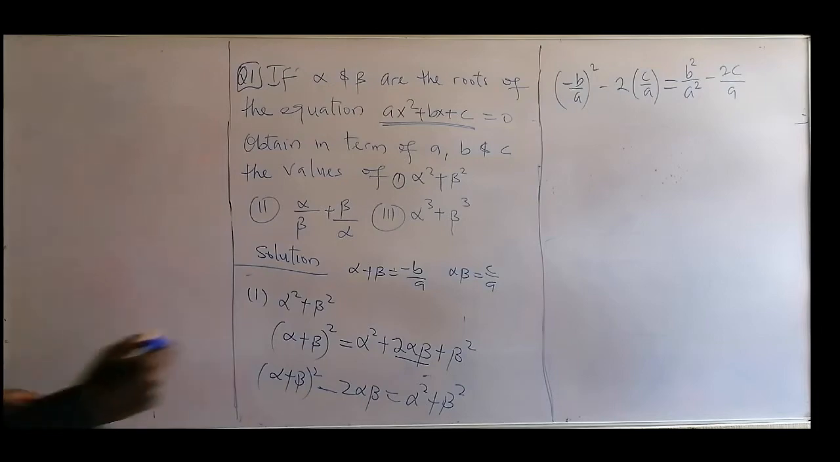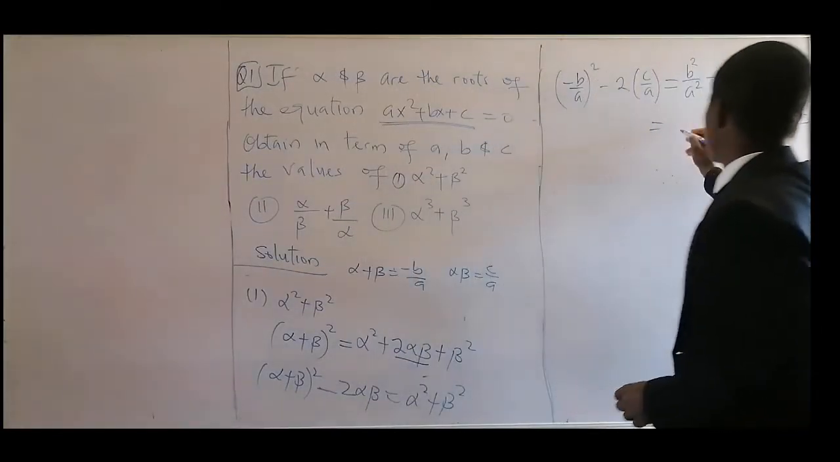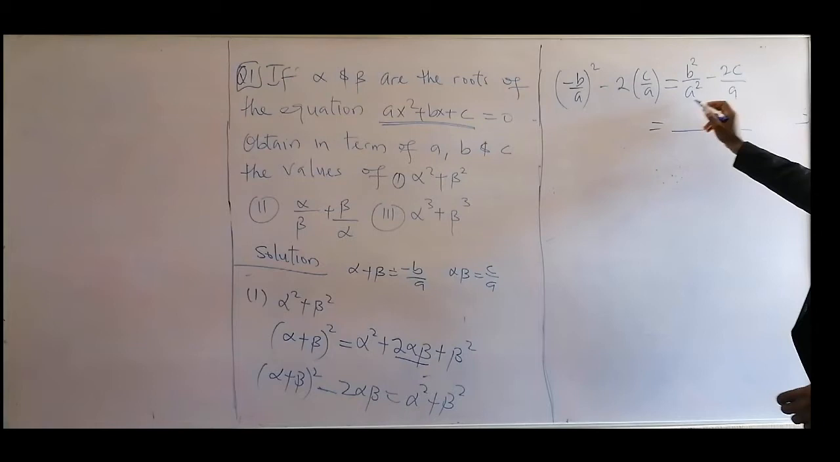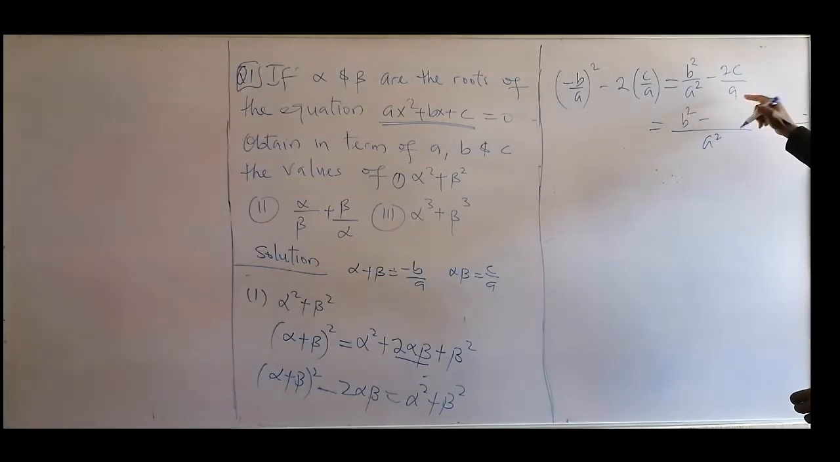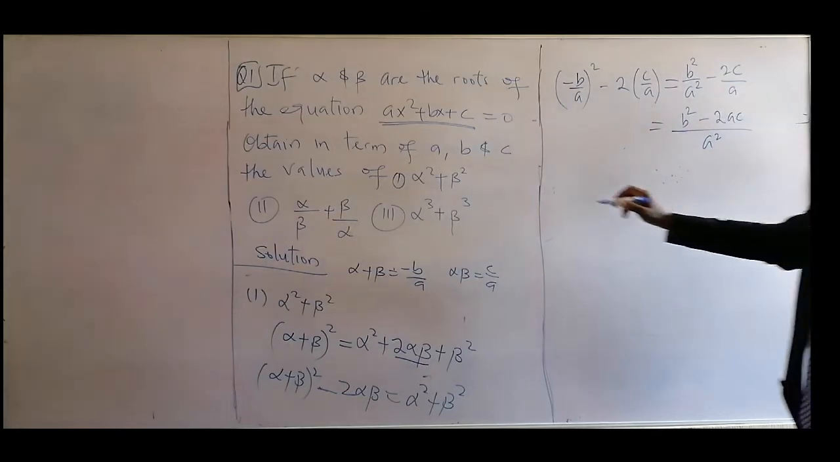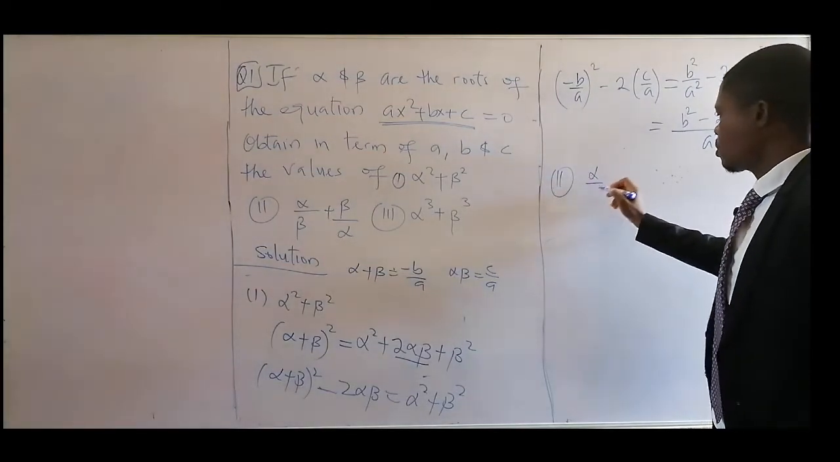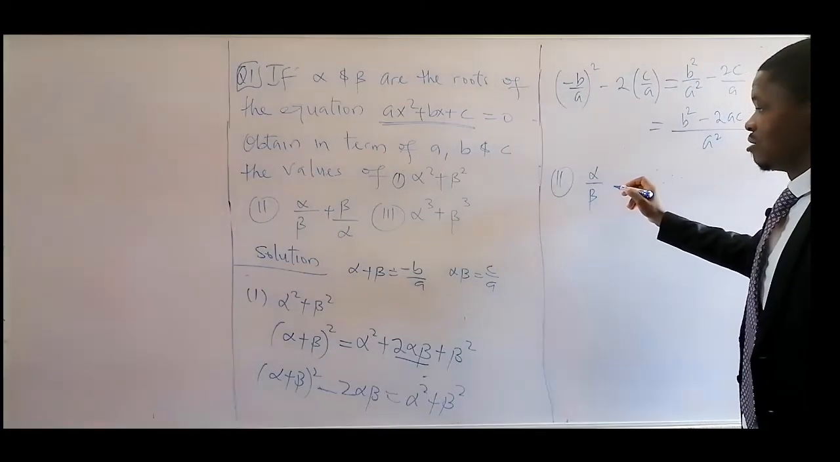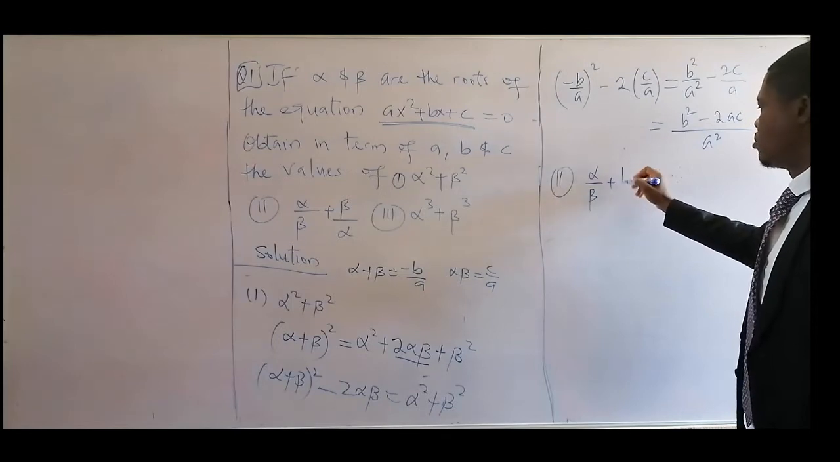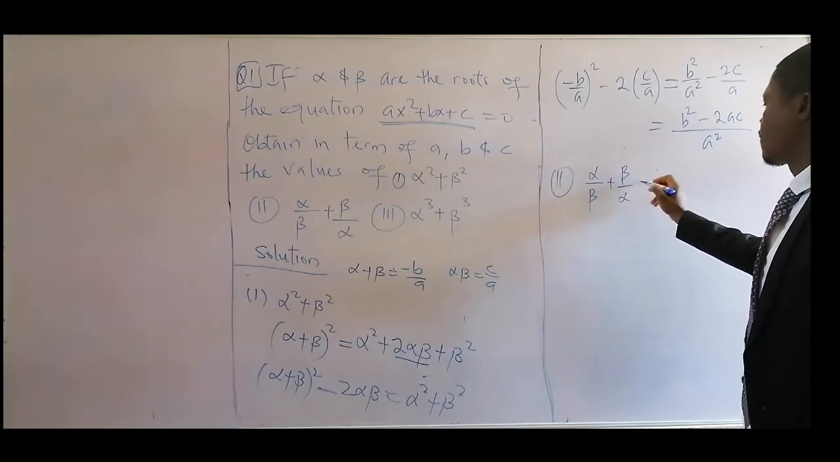So if you want to go for that, you can just equate to a square, the common factor between a square and a. Then you have b square here minus a times a, that will be 2ac. So that's that. Number two, we want to get alpha over beta plus beta over alpha.